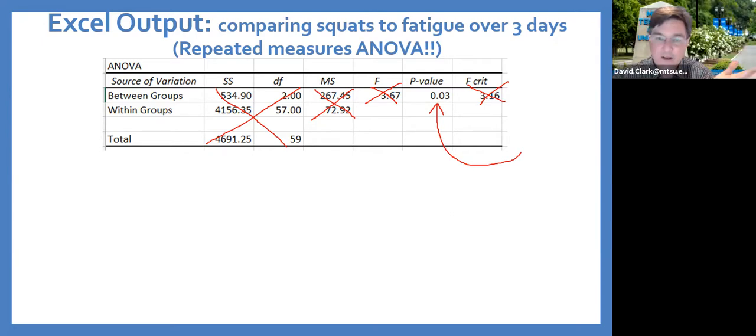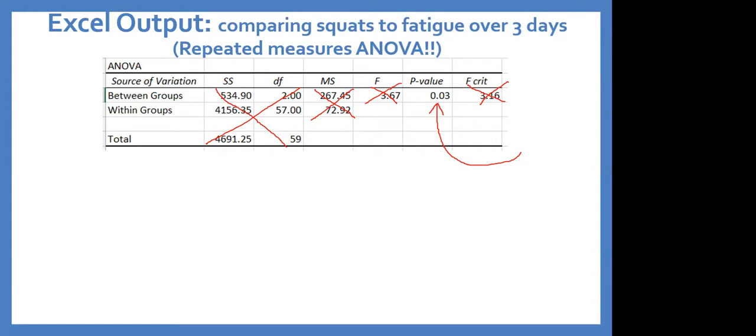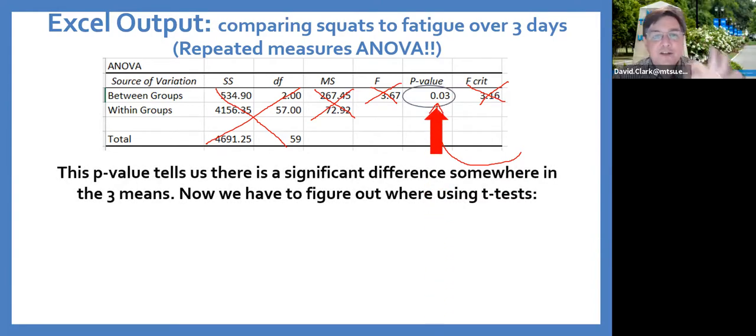Yeah, he knows. So yeah, that p-value tells you that there's a significant difference somewhere among those three means, Anna. Now you have to figure out where using t-tests, okay? And by the way, what kind of t-test were we going to run? This is repeated measures, so the type we're going to run would be paired t-tests, I think. Yeah. Okay.